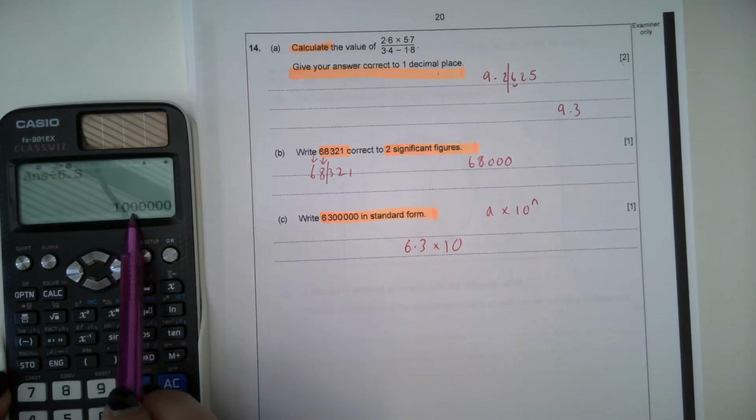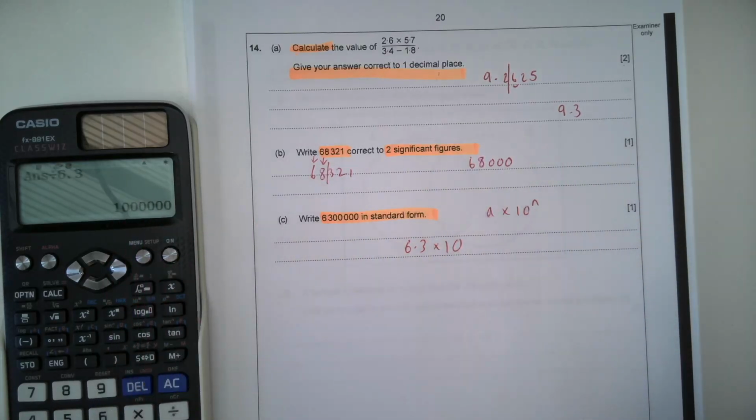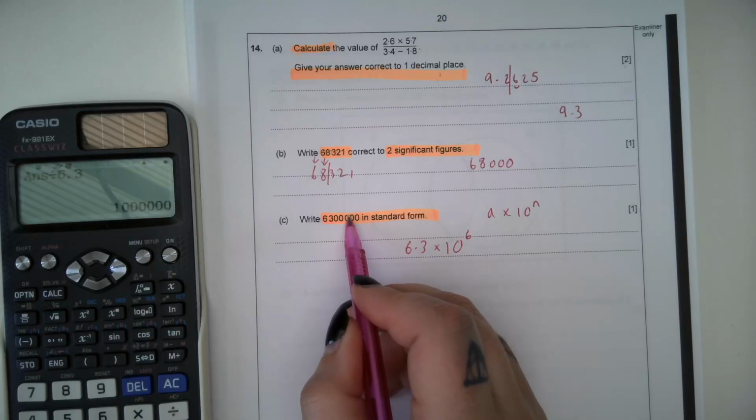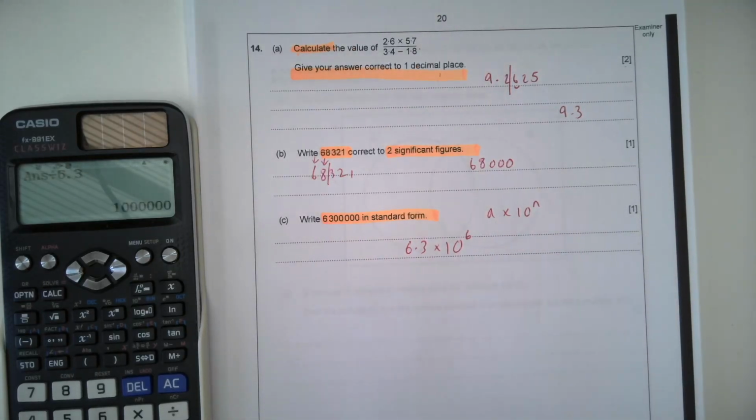So that is 1 million. So there's 6 zeros. So we would have divided by 1 million. So we would have divided by 10 to the power of 6. The other way that people do this is if you start here, we've gone 1, 2, 3, 4, 5, 6 places to the left. So a power of 6.